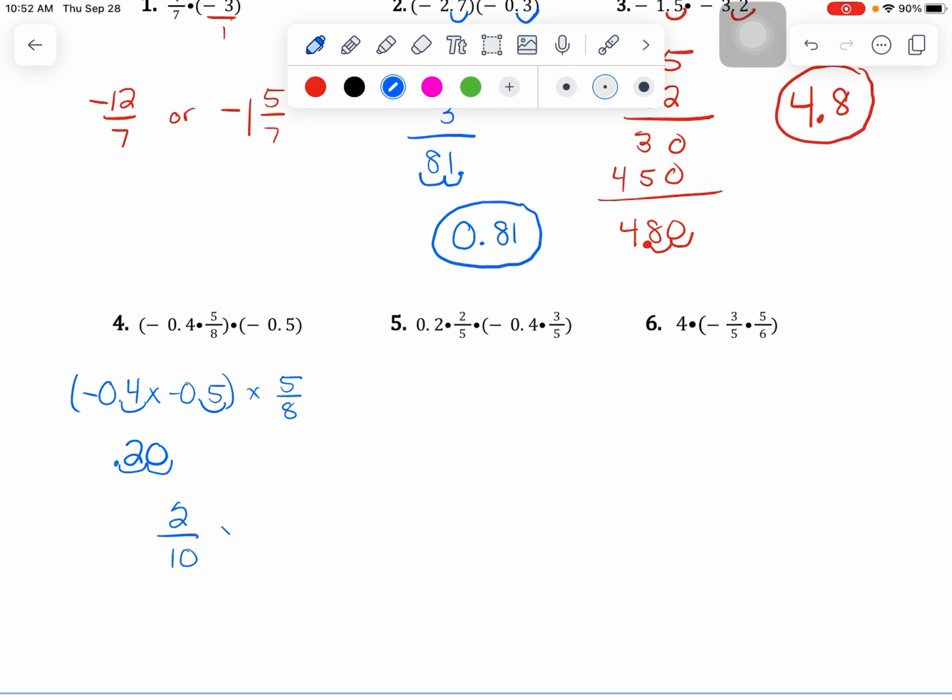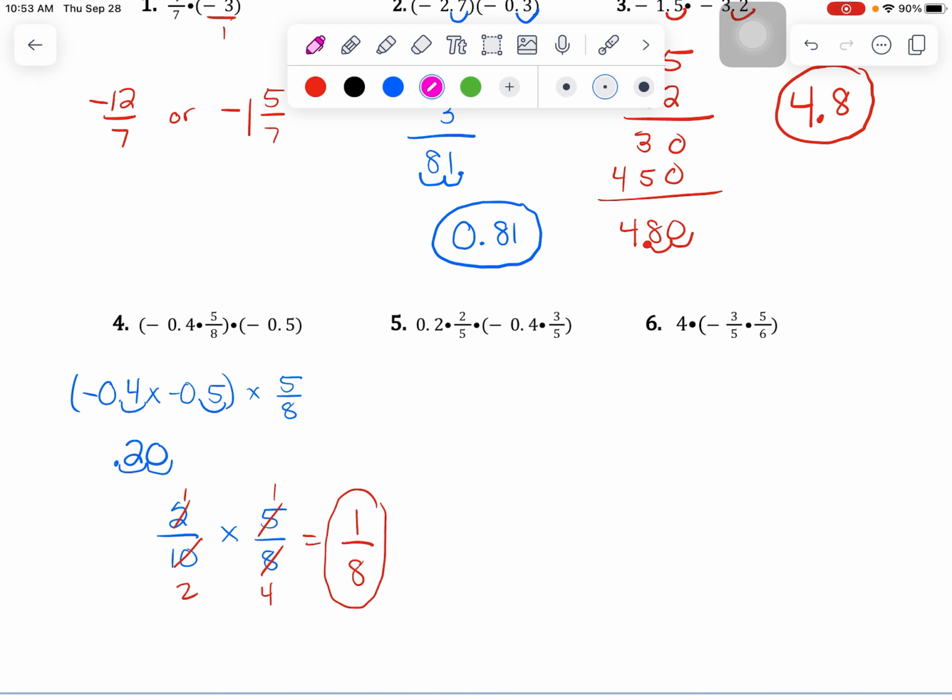So 2/10 times 5/8, well, I can go ahead and simplify here. That's going to be a 1, that'll be a 2. I can simplify the 2 and the 8 as well. That's a 1, that's a 4. I end up getting 1/8 as my answer.